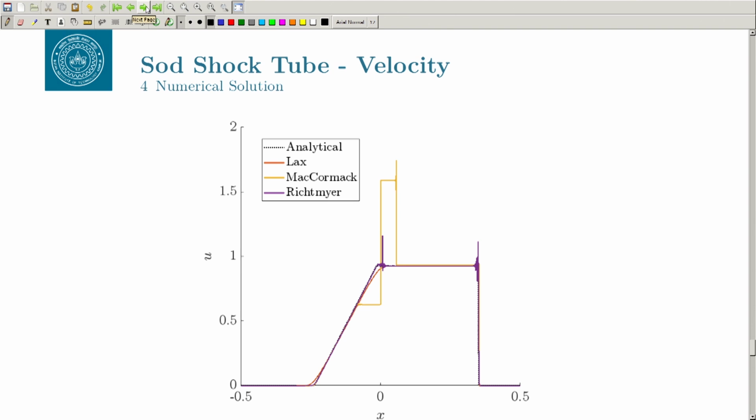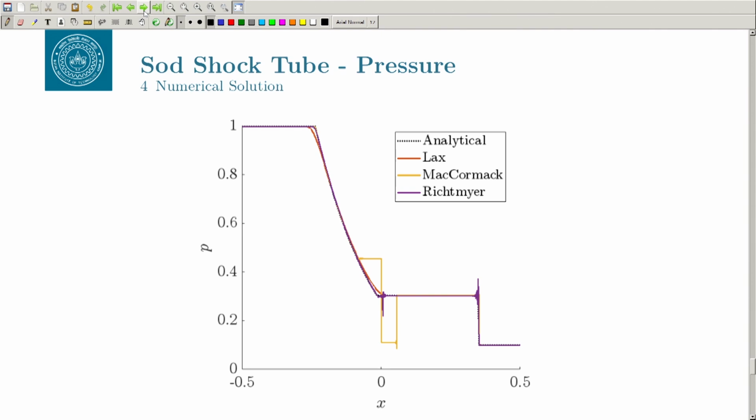I am just showing some pictures, but I will also show you the code in the next class. Here you can see I have used 3 schemes. This is the Lax-Friedrichs scheme, this is the MacCormack scheme, and this is the Richtmyer scheme, and this is the velocity. You can see some behavior here. First of all, MacCormack has a very abrupt jump near this discontinuity. Here also you can see there is some abrupt jump in the Richtmyer, which the Lax and MacCormack are not showing, but Lax has got some dissipation.